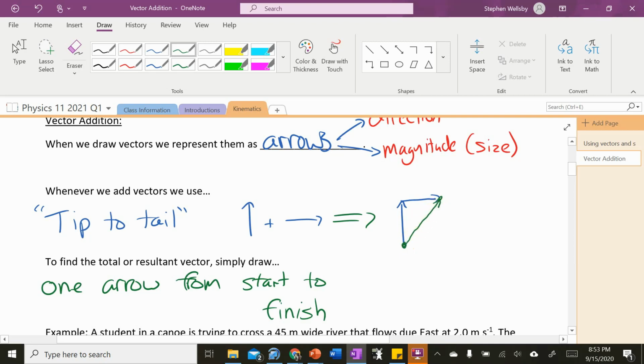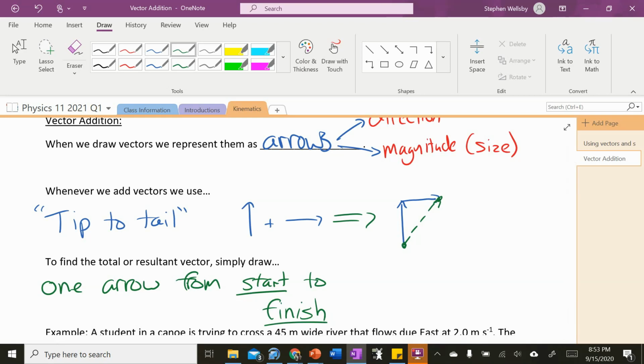Now you may want to draw this as a dotted line. That's totally fine if it helps you remember that this is the resultant vector. So this is the overall vector that we get when we add those other two vectors together. You can think of it as if I walk 3 meters north, 3 meters east, overall I've gone some value that we can calculate from Pythagoras. So this is how we draw our overall resultant vector from the very beginning of the first arrow to the very end of the last arrow.